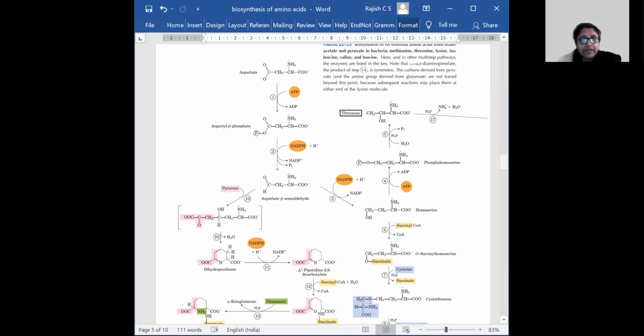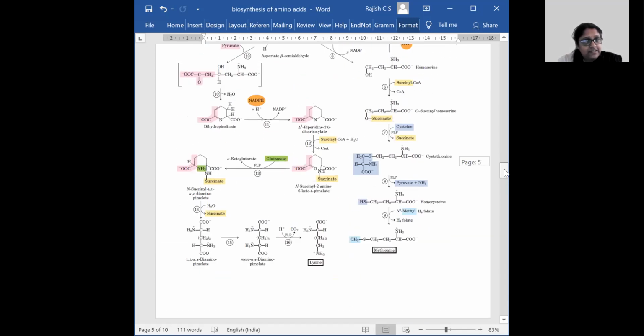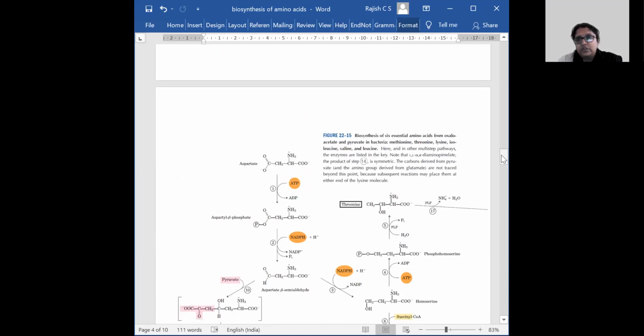So this threonine is then involved in the serine formation and all. Like we will be looking at it in the next session, as well as the methionine biosynthesis and isoleucine, valine, and leucine biosynthesis.